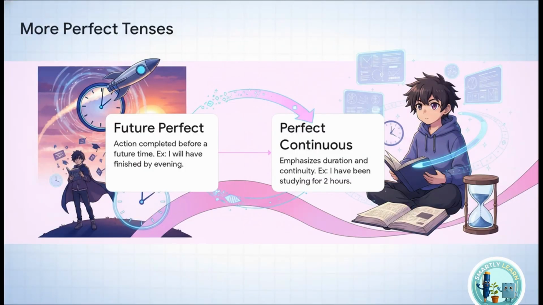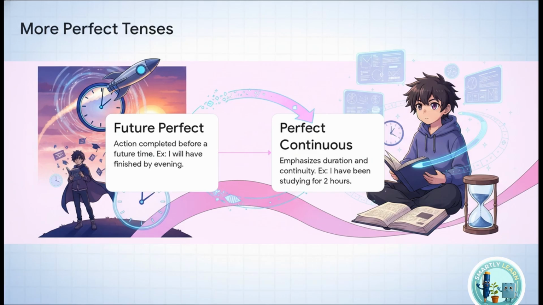And this keeps going into the future. With future perfect, you're standing in the future, looking back. I will have finished by evening. So by the time evening rolls around, the finishing part will already be in the past.